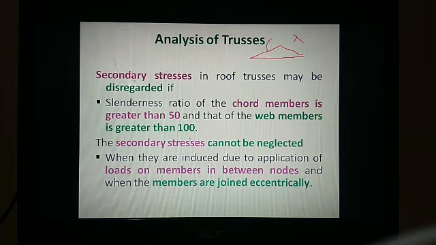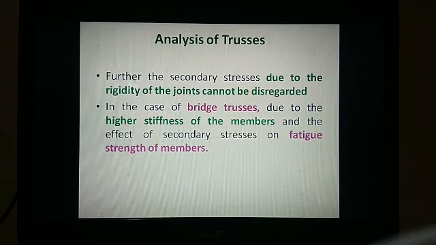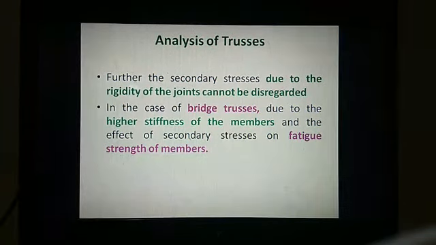When they are induced due to application of loads on members, there is also the possibility of members being jointed eccentrically, where there is a possibility of secondary stresses due to the eccentric loads. Further, the secondary stresses due to rigidity of the joints can be disregarded. Why? Because rigidity doesn't produce any kind of secondary stresses. It can be disregarded in roof trusses when you are analyzing the member for the external forces.